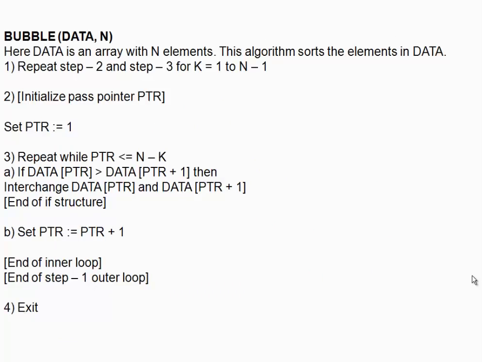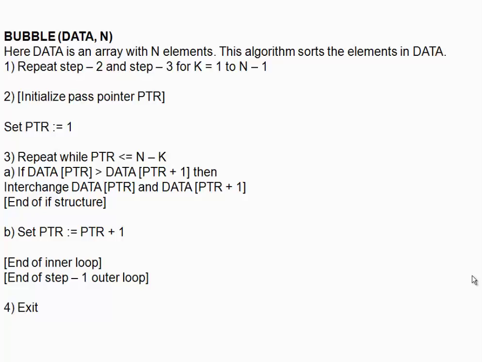Now let us see the algorithm for bubble sort. We have two parameters, data and n. Here data is an array with n elements. This algorithm sorts the elements in data. Step 1. Repeat step 2 and step 3 for k equal to 1 to n minus 1. Step 2. Initialize pass pointer ptr with 1. Step 3. Repeat while ptr less than or equal to n minus k.